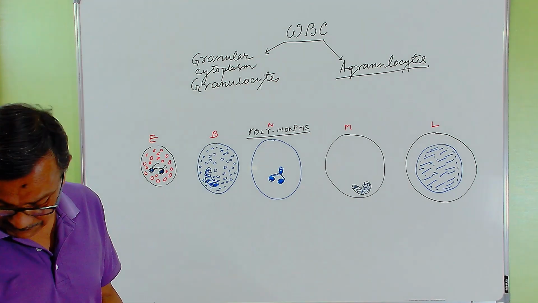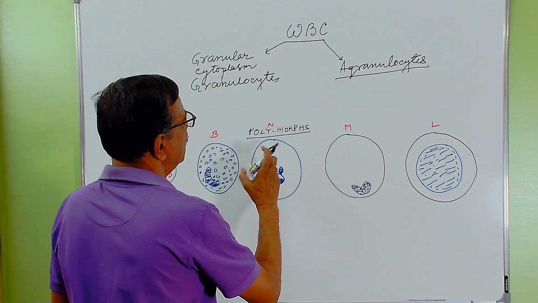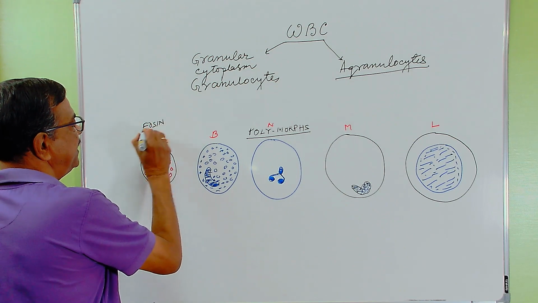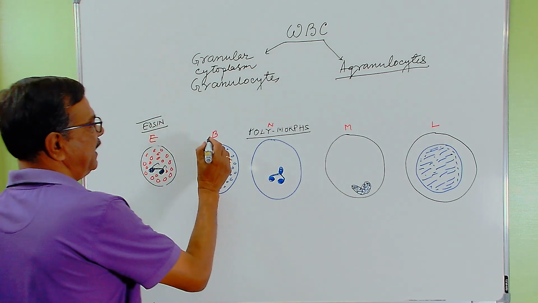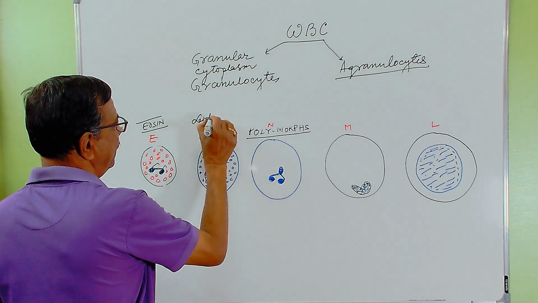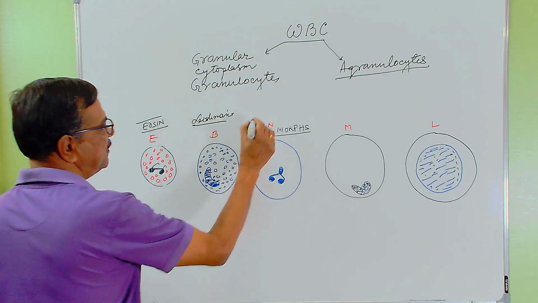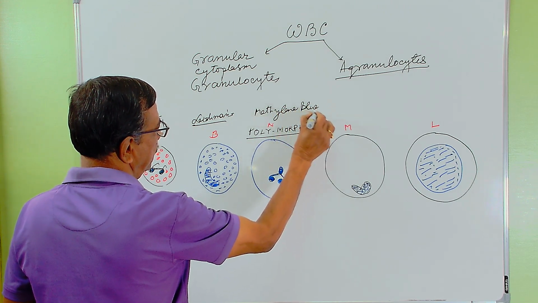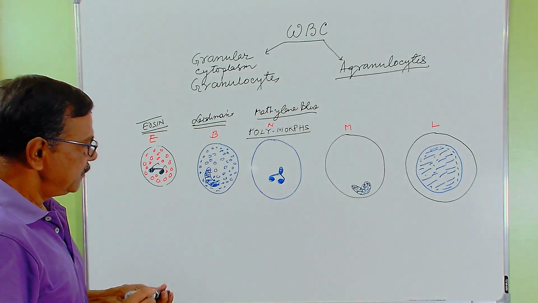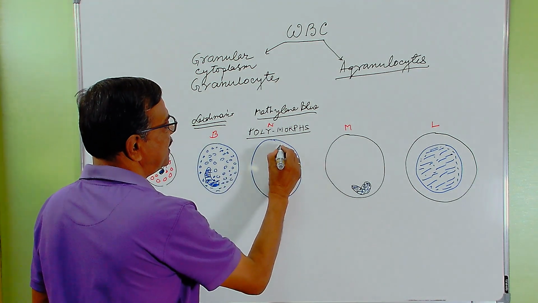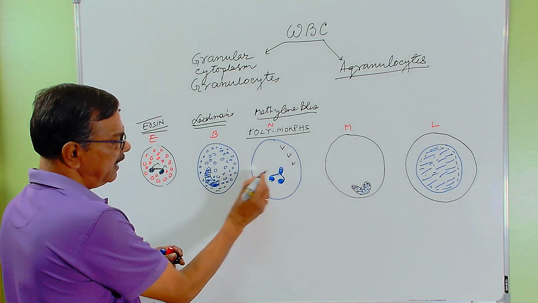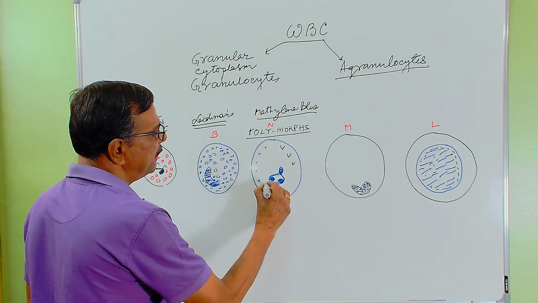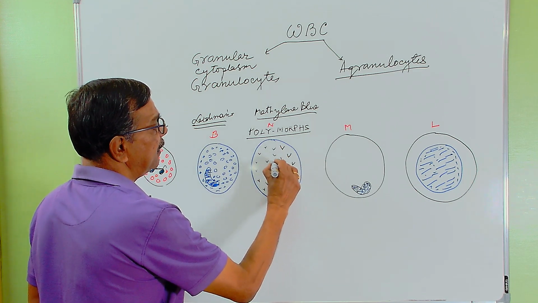Then another is, eosinophil stains with eosin, an acidic dye. This stains with basic dye, Leishman, and this is methylene blue. So this appears violet. So I am writing V instead. But here the granules are very minute, very fine granules. I am writing B for our convenience.